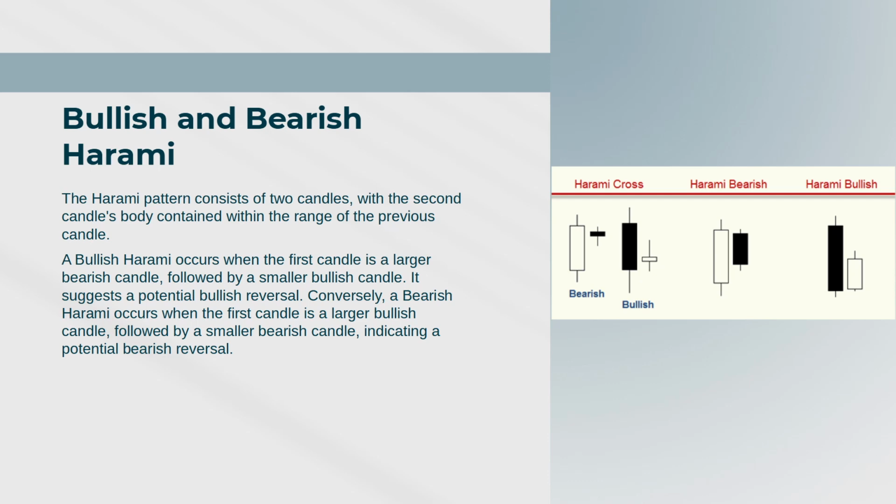Bullish and bearish Harami. The Harami pattern consists of two candles, with the second candle's body contained within the range of the previous candle. A bullish Harami occurs when the first candle is a larger bearish candle, followed by a smaller bullish candle. It suggests a potential bullish reversal. Conversely, a bearish Harami occurs when the first candle is a larger bullish candle, followed by a smaller bearish candle, indicating a potential bearish reversal.